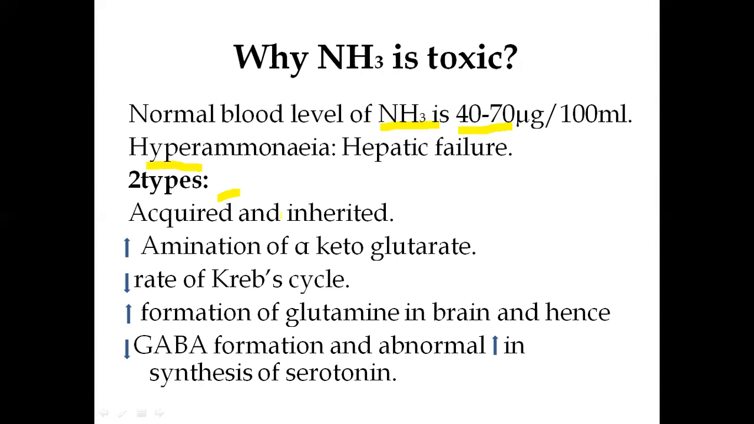So the normal level of ammonia is 40 to 70 microgram per 100 ml of blood. But when the concentration of ammonia increases, that condition we call hyperammonemia, which is associated with hepatic failure, or loss of liver function. So there are two types: one is acquired and the other is inherited. As the name suggests, inherited means it is due to a genetic defect in the urea cycle, and acquired is due to the cirrhosis of the liver that we see in alcoholic patients.